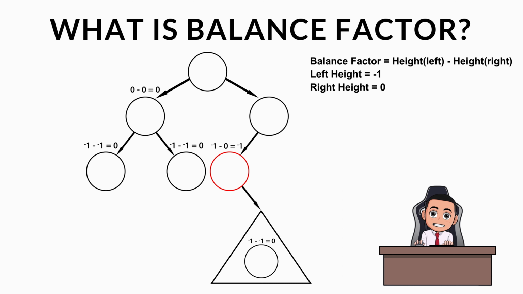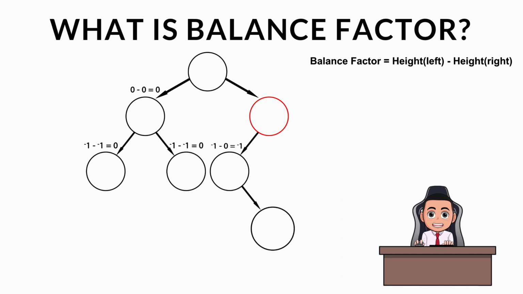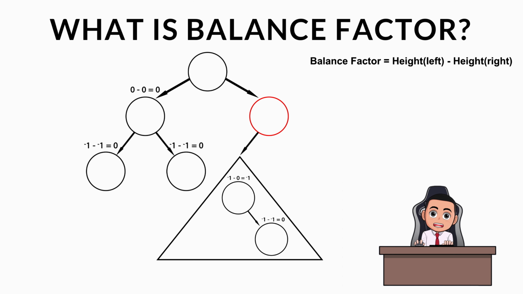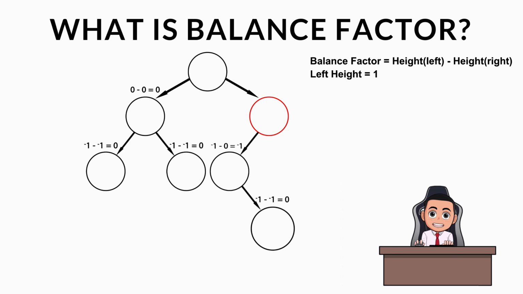Checking the balance factor of this node, we get the height of the left subtree. So we have a height of 1. We check the right subtree and it's empty. So the right side has a height of -1. So we get 1 minus -1, which gives us a balance factor of 2. So since this node's balance factor is not -1, 0, or 1, this tree is considered unbalanced.